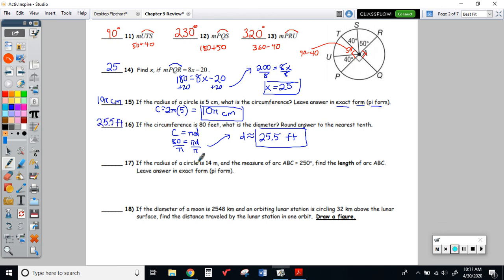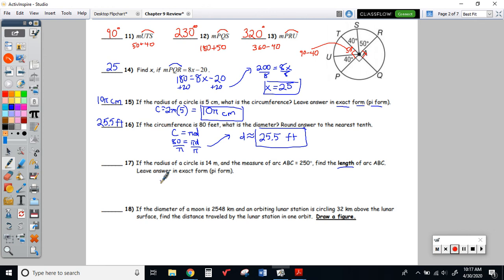So just 25.5 feet. Now 17, if the radius of a circle is 14 meters, the measure of arc ABC is 250. Find the length, not the measure of the arc. We already know that. Find the length of arc ABC. Leave your answers in exact pi form.